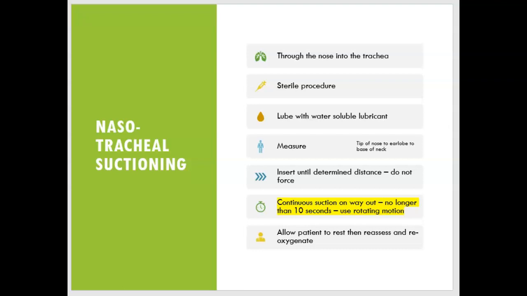Make sure that if you are doing nasotracheal suctioning or any other kind of suctioning, the person is allowed to rest between suctionings. Some nurses and healthcare providers will want to not only do this one time, they want to try to get as much of the secretions out as they can, but you need to let the patient rest. And in between suctionings, you want to reapply the oxygen if they have it.